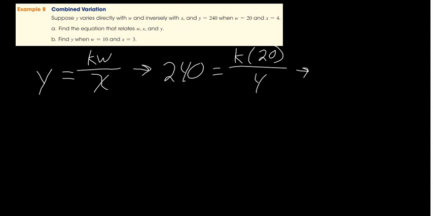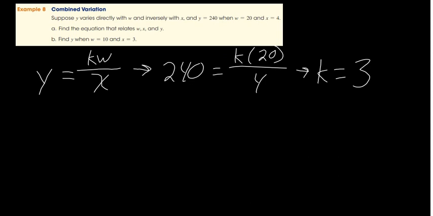Okay, and from here, 240 divided by 4 is 60, and then we're going to divide both sides by 20, so we're going to have k is equal to 3. Okay, just some mental math here. Again, I just divide by 4. I know that's 60, and then I divide by 20. So that's that. So k is equal to 3.